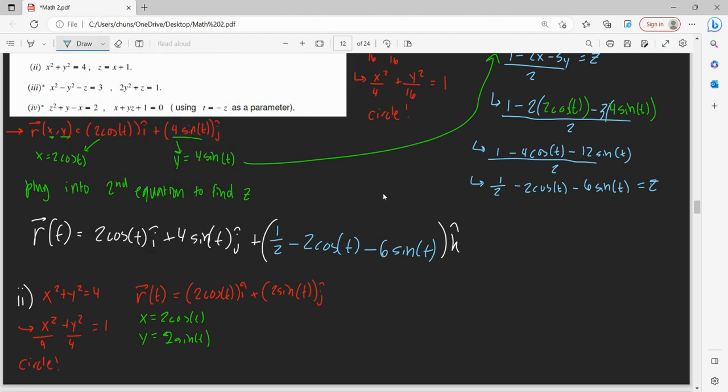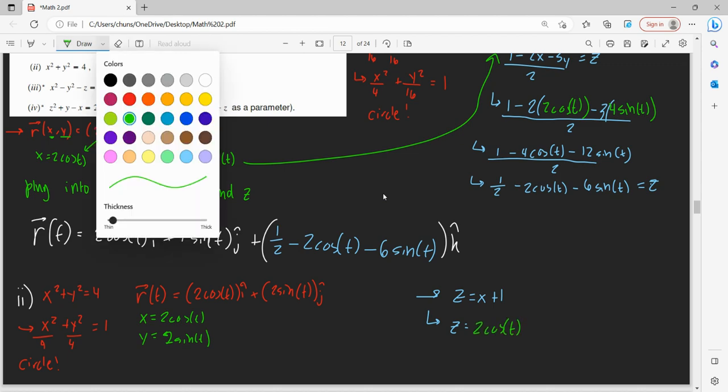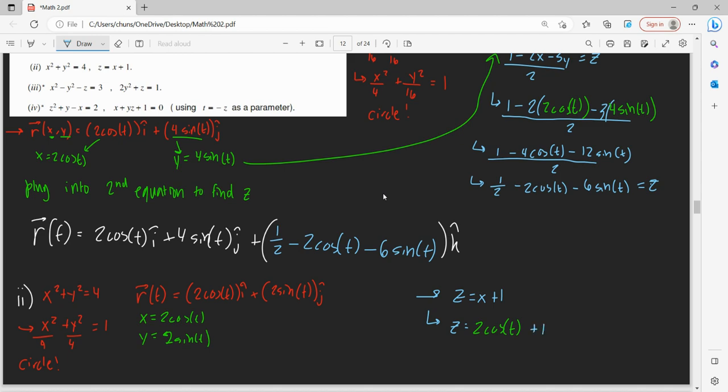And then let's plug this value into our second equation, which is given by z equals x plus 1, to find what z is. So z is equal to, let's plug in that x value, 2 cos t plus 1. So our final equation is r of t equals 2 cos t i plus 2 sine t j plus 2 cos t plus 1 in our k direction.